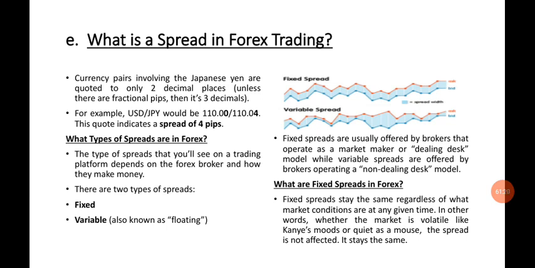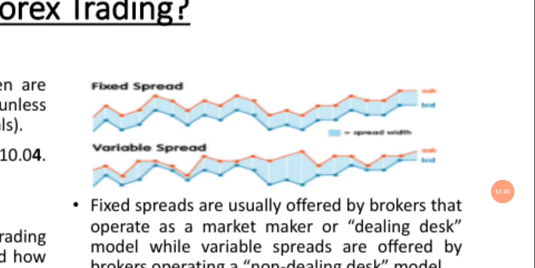What types of spreads are in forex? The types of spreads that you see on a trading platform depend on the forex broker and how they make money. There are 2 types of spread: the fixed spread and the variable spread, also known as the floating spread. So you can see this is the fixed spread. The red line is your ask price, and the blue line is the bid price, and the sky blue portion in between is your spread value. Now for variable spread, you can see sometimes the bid and ask will be so close, sometimes they will be so far apart.